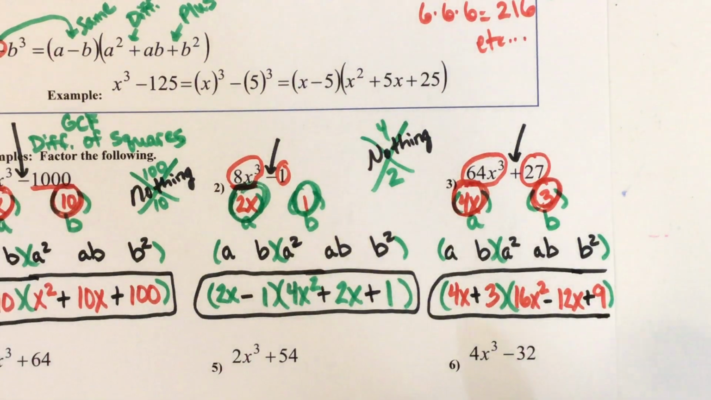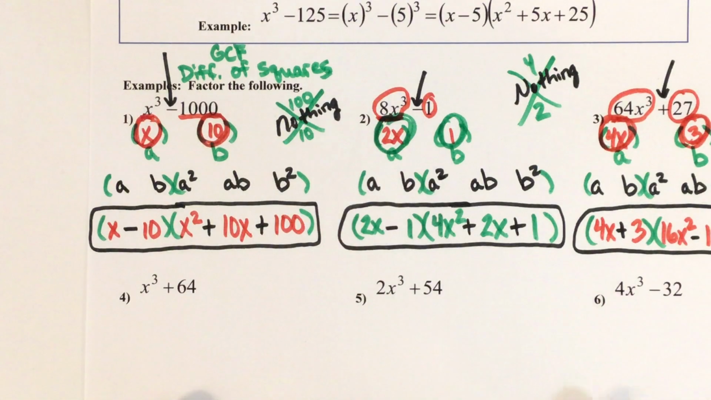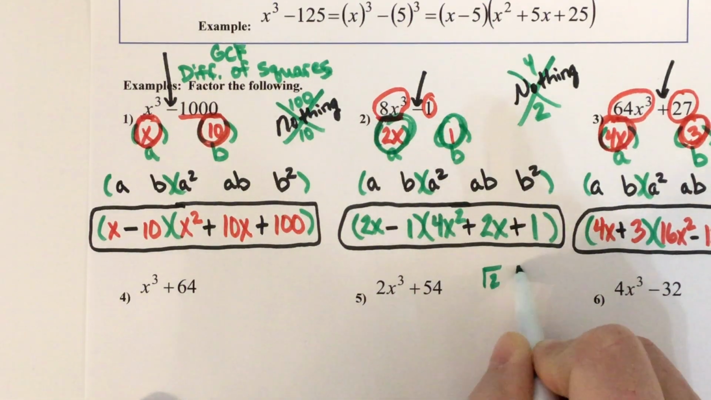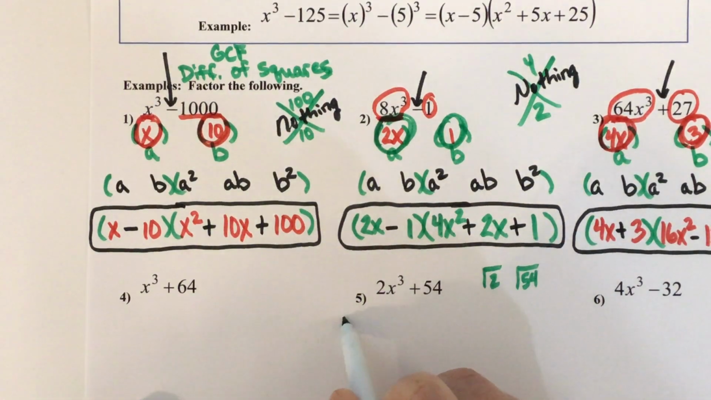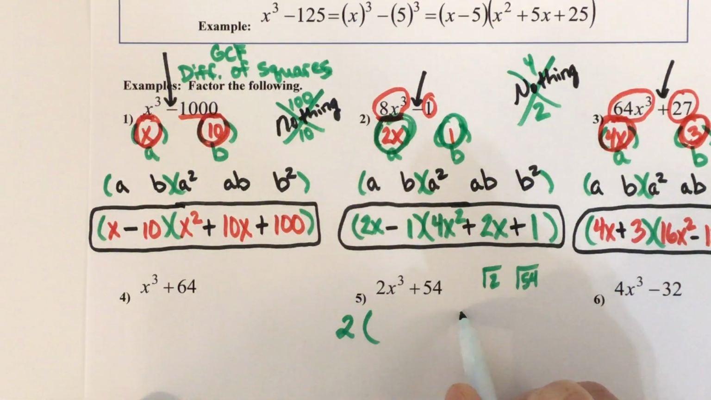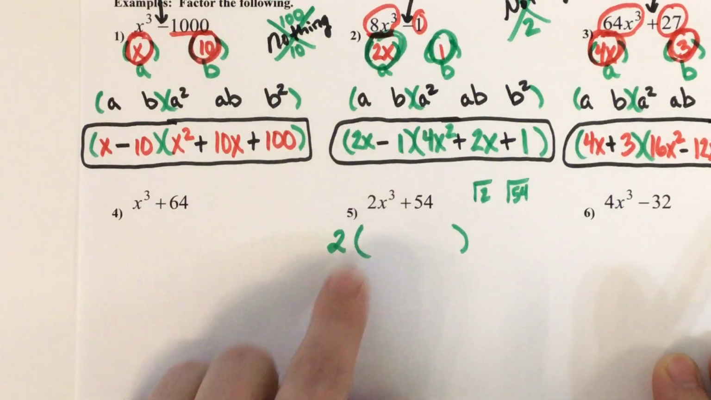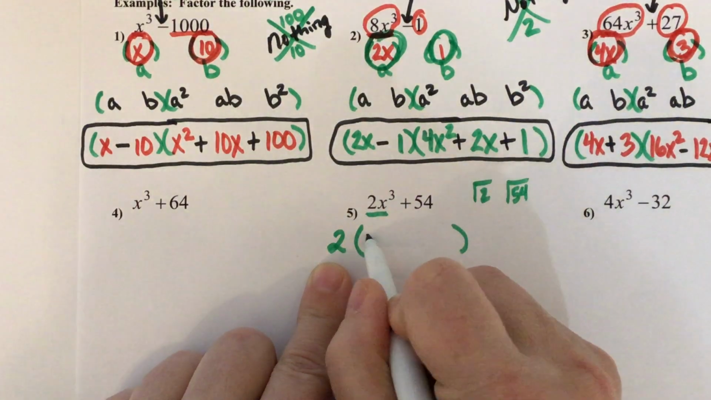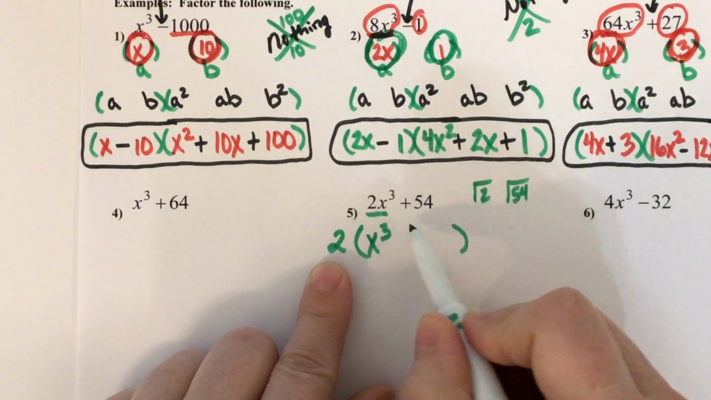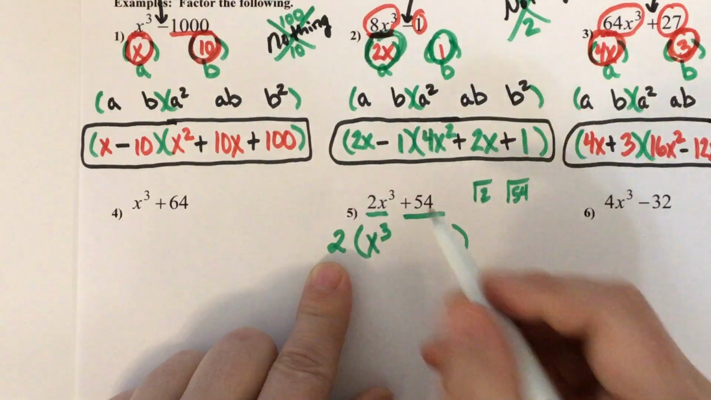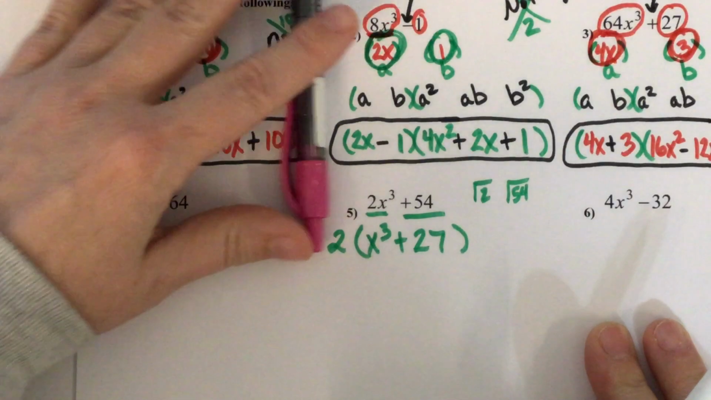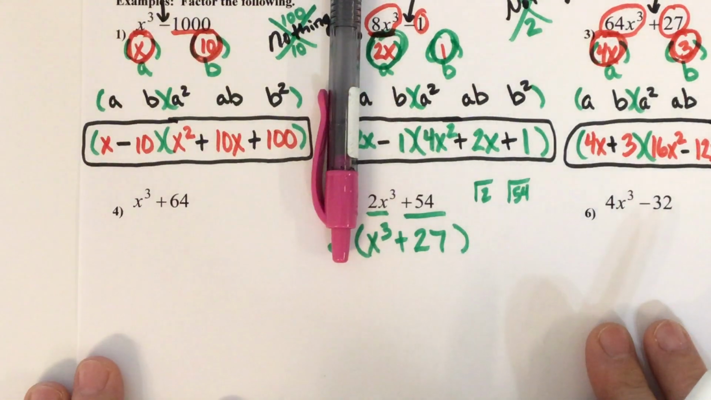Okay, let's jump down to number 5. So number 5 is different because it has a GCF. Who can divide into 2 and 54? 2 can. Okay, so that's our GCF. Remember, every time there's a GCF, you build one set of parentheses back behind it. So 2 times what gives you back 2x cubed? X cubed. And 2 times what gives you 54? 27. Okay, now let's ignore this GCF. I'm just going to cover him up with this pen right here. And now let's look in the parentheses.